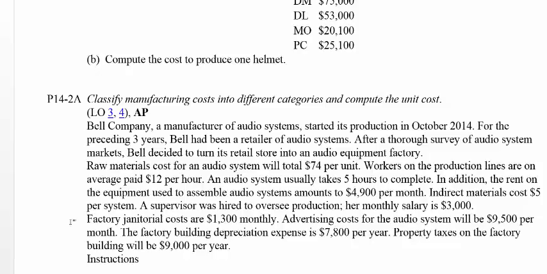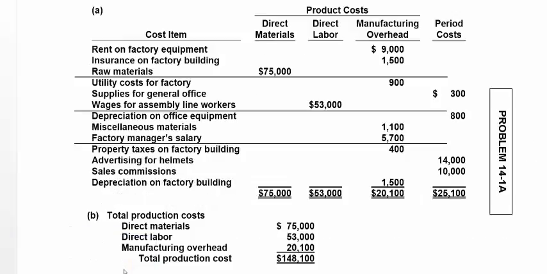The factory building depreciation expense, again, this is factory building depreciation expense, not office. Therefore, that $7,800 per year is going to go to the manufacturing overhead category. And then lastly, property taxes on the factory building will be $9,000 per year. It's on the factory. These are costs and expenses that have to be incurred and covered in order to manufacture the goods, so that would go into the manufacturing overhead category.